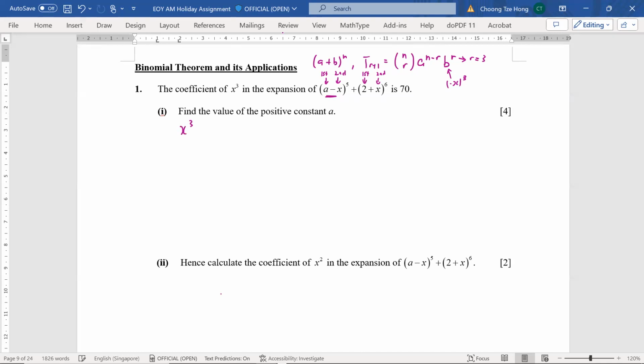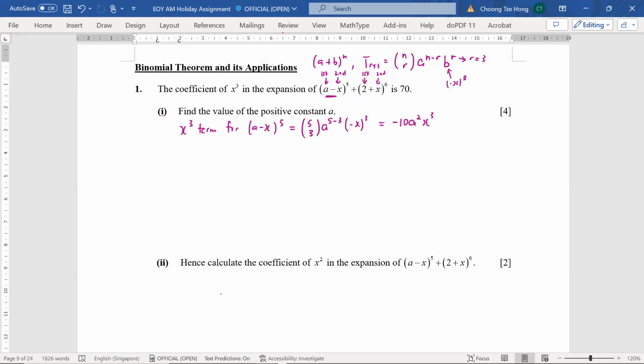Let's do it one by one. The x cubed term for (a - x)^5: it will be 5 choose 3, then a to the power of 5 minus 3, then (-x) to the power of 3. If you work this whole thing out, you should be able to get negative 10a squared x cubed. It's negative because (-x) cubed will be negative x cubed.